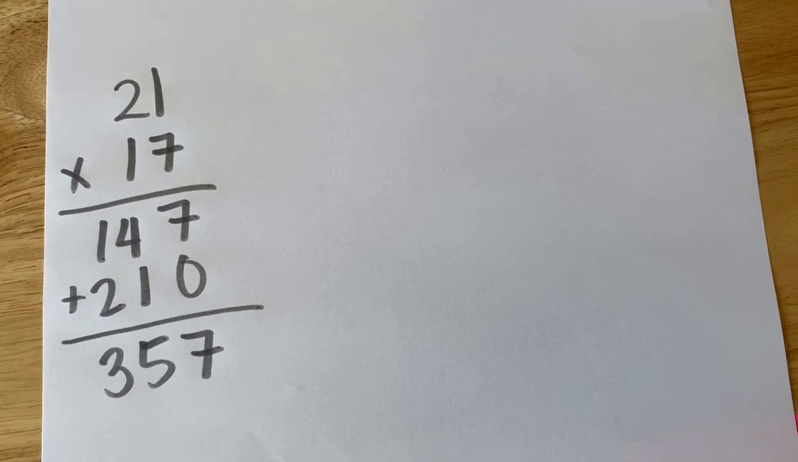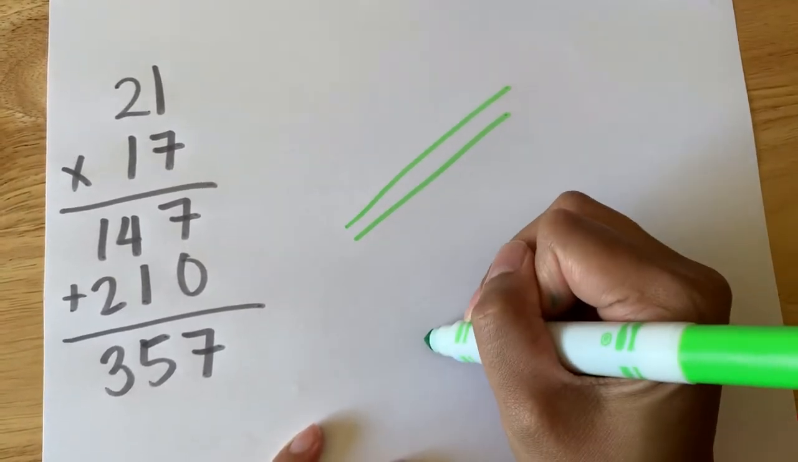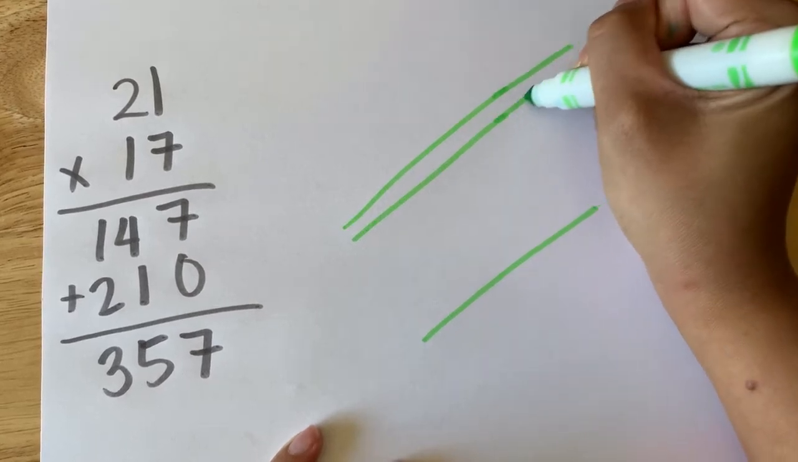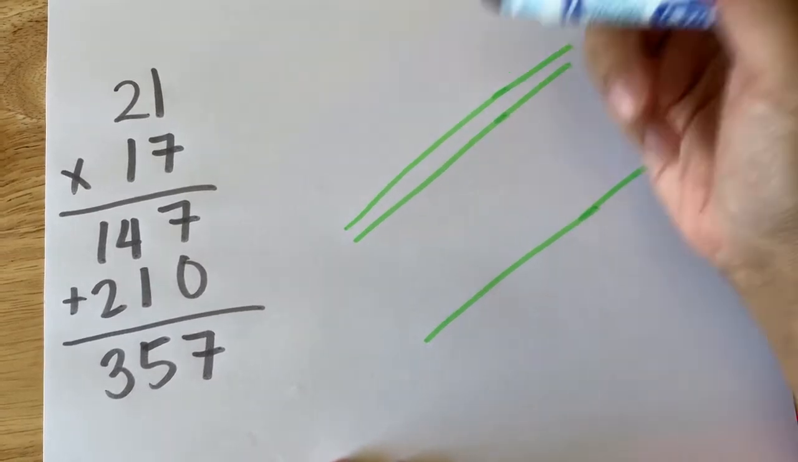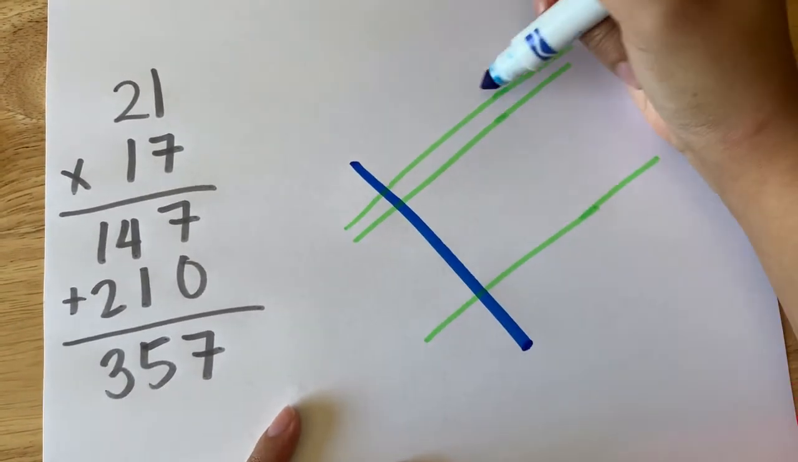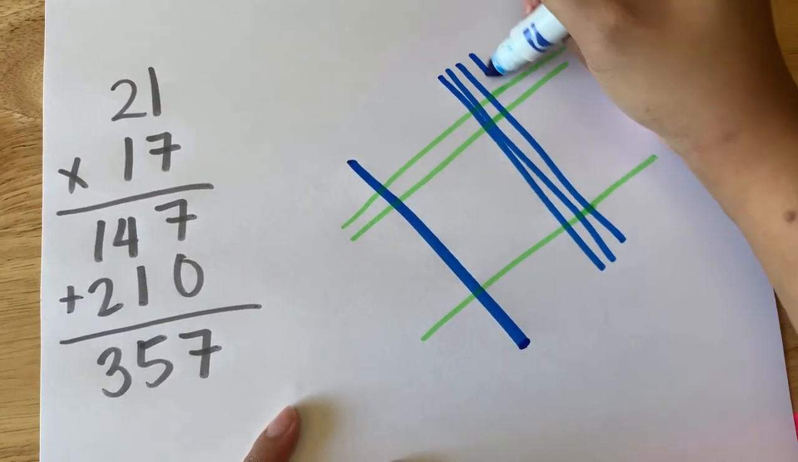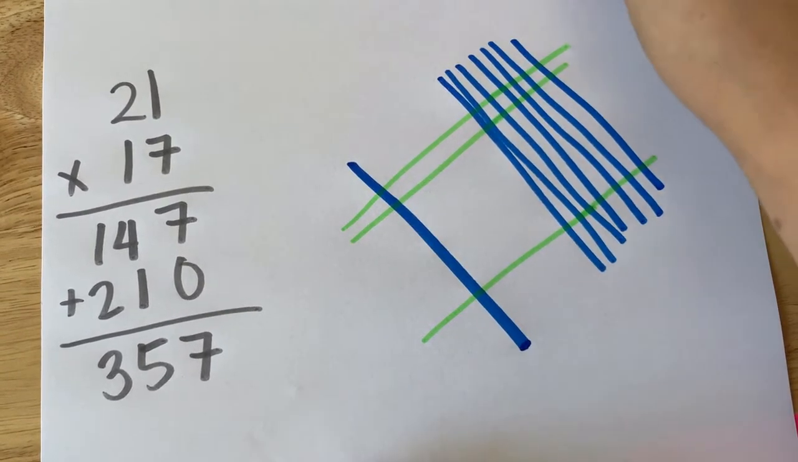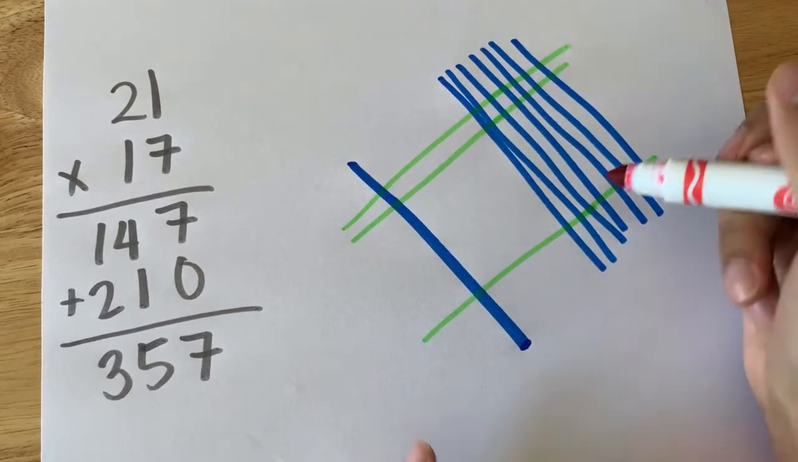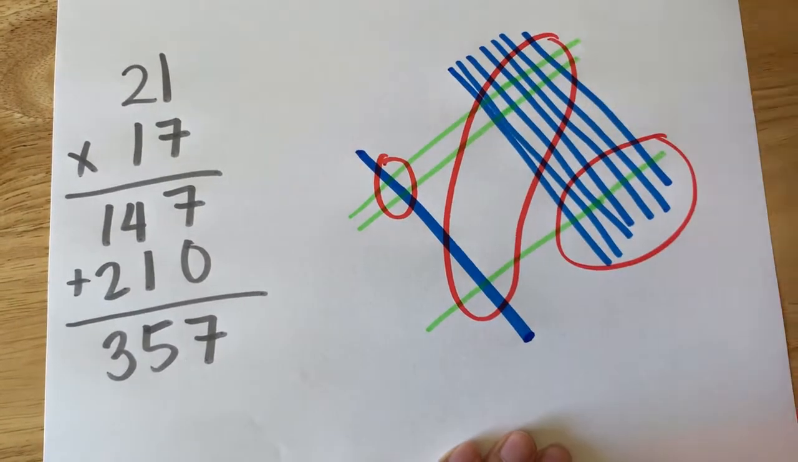Now let's draw that out with our lines. So here's 21. 1, 2, 1. So I'm going to make my lines a little bit longer. Now I'm going to draw 17. 1, and then 17 little lines. 1, 2, 3, 4, 5, 6, and 7. All right, just a matter of grouping again. Here's group 1, group 2, and group 3.